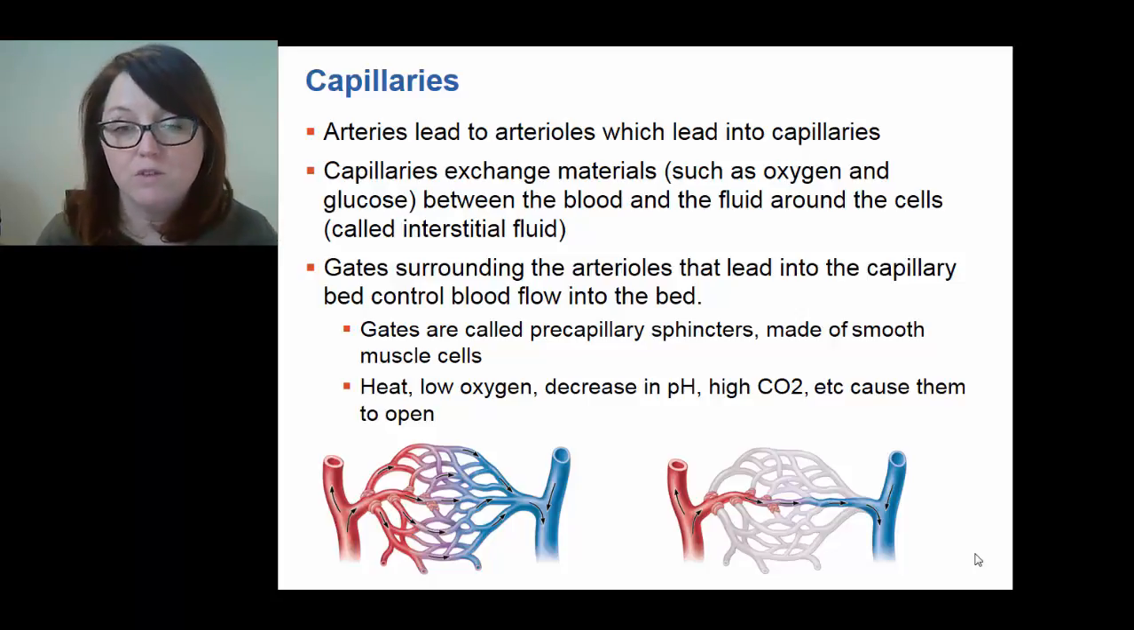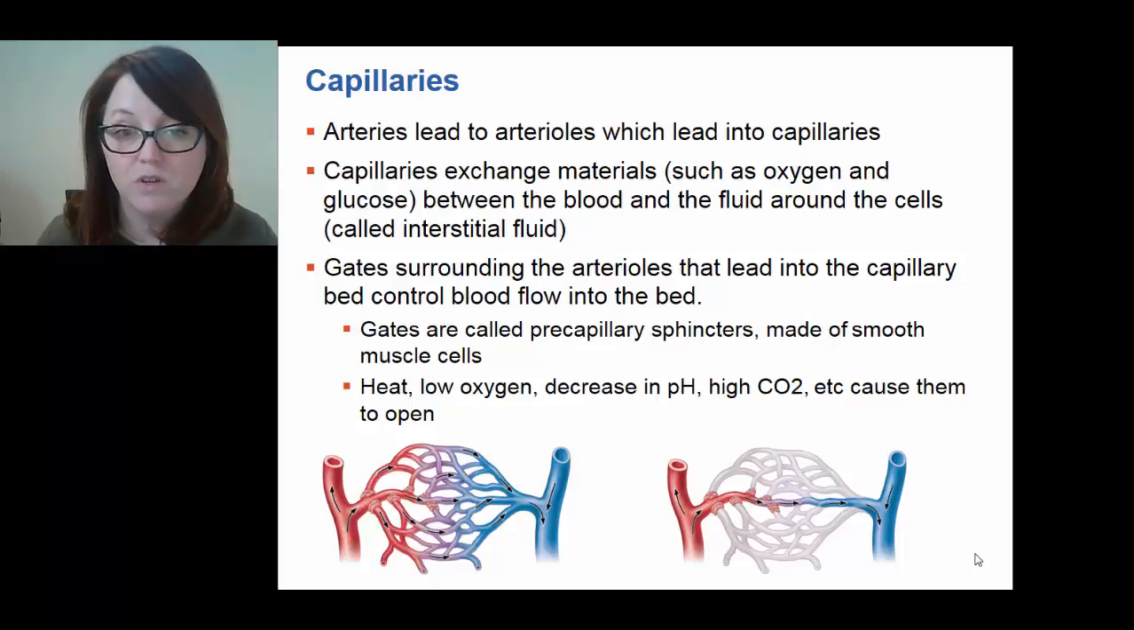There are little gates that surround arterioles that lead into a capillary bed. These little gates can be controlled. When they're closed, the blood does not flow very well through the capillary bed, but when they're open, blood flows quite easily through the capillary bed. These gates are called precapillary sphincters, and they're made of smooth muscle. Certain conditions will cause these precapillary sphincters to open.